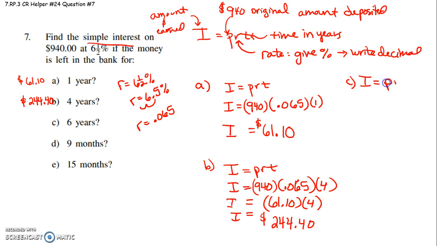All right, let's do letter C for 6 years. I equals PRT. How much interest will you earn on $940 at 0.065, your rate in decimal form, and now it's for 6 years. And at that point, you will have earned $366.60 interest.